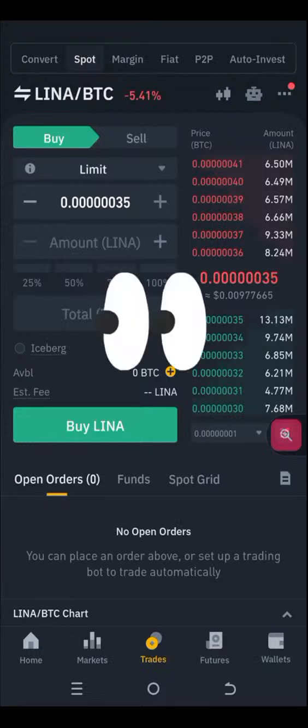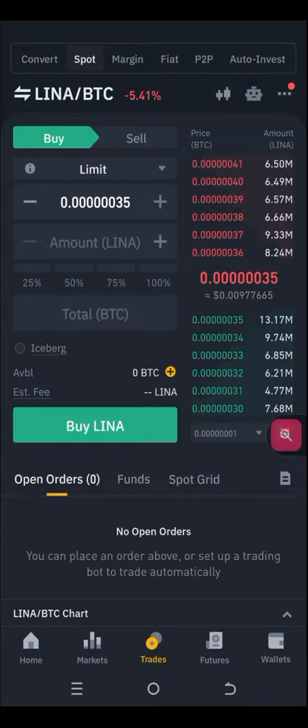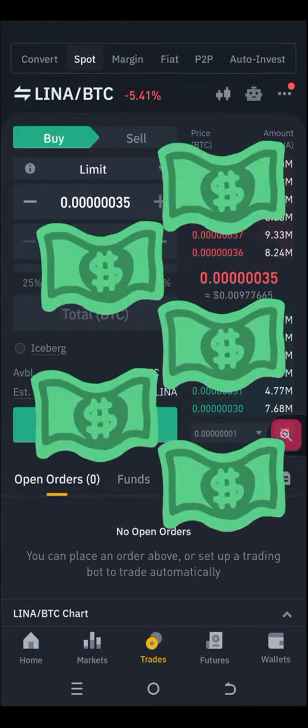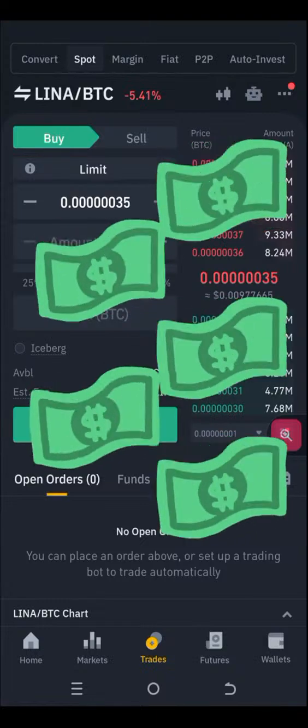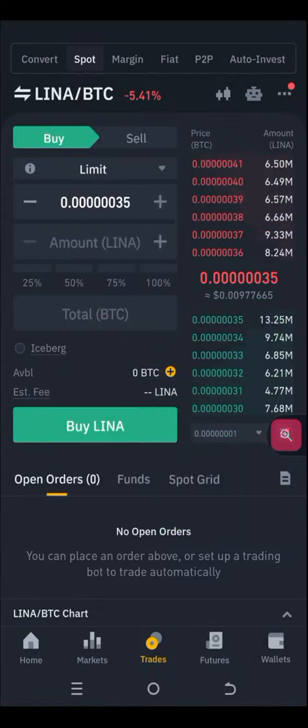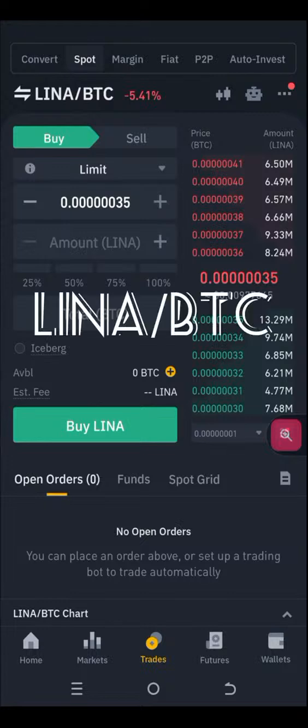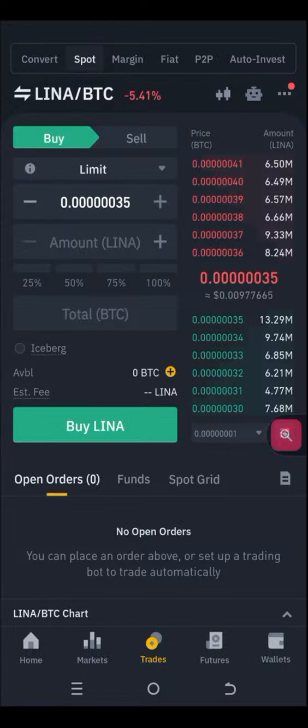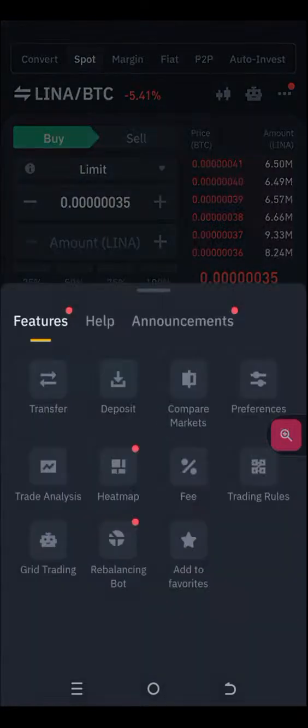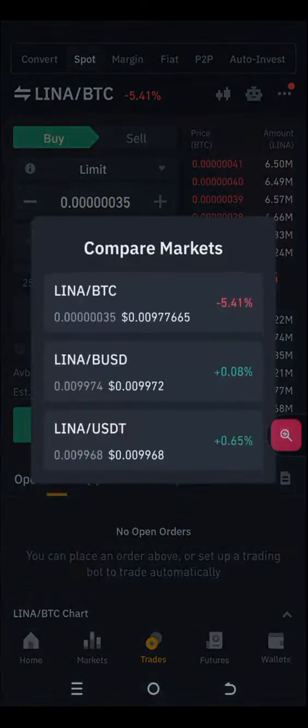Will Lena give us what we're looking for? Let's go and see. You're welcome to Income Strategies, the place where you learn the skills to make money, to multiply your money and to manage your money. Today, what do we have for us? We've got Lena BTC, or could it be Lena USDT? Let's find out. Let's quickly go to the compare markets to see what we have right now.